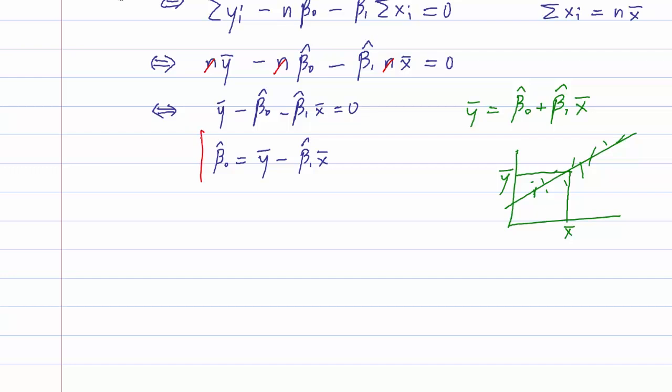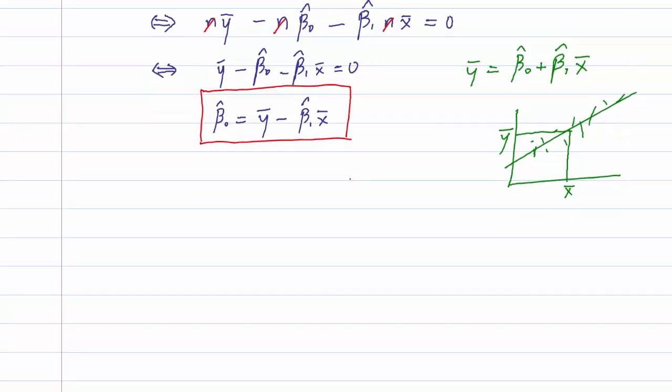Let me put some red around that result because it's very important. And now we are going to go through the second result with the second first order condition, which was the sum of yi's minus beta 0 hat minus beta 1 hat xi, times xi, equals 0.